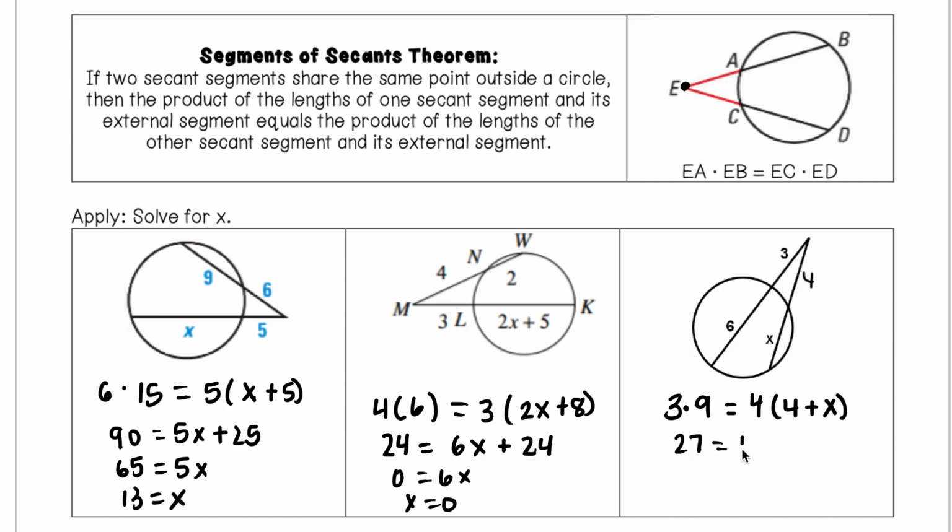So we get 27 equals 16 plus 4x. I'll subtract 16 from each side, leaving me with 11 equals 4x, and therefore 2 3/4 is our value for x.